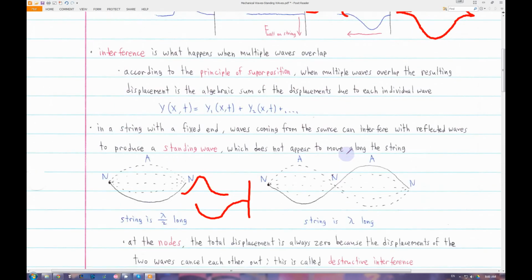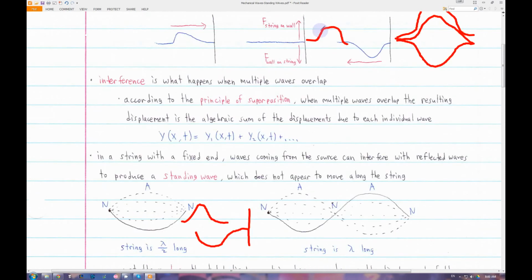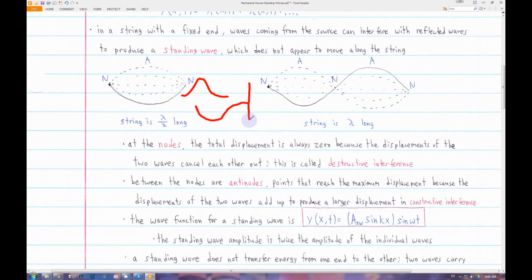So when we have a string with a fixed end, the waves coming from the source, like here, and the waves reflected off that fixed end can interfere to produce what's called a standing wave. So a standing wave does not look like it's moving anywhere. It just kind of vibrates in place. So you can see all the particles here are vibrating together. They all move down and then up, and then down and then up.